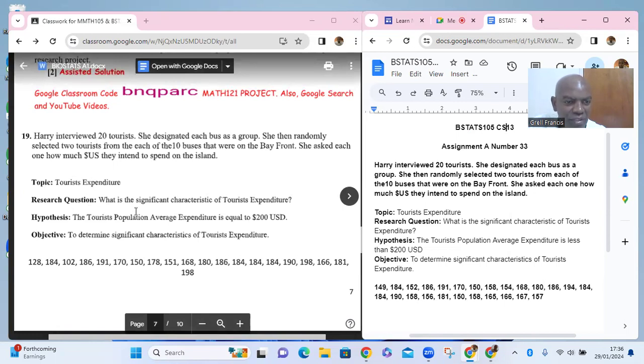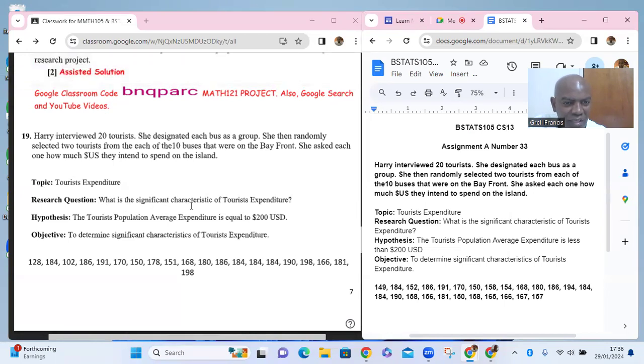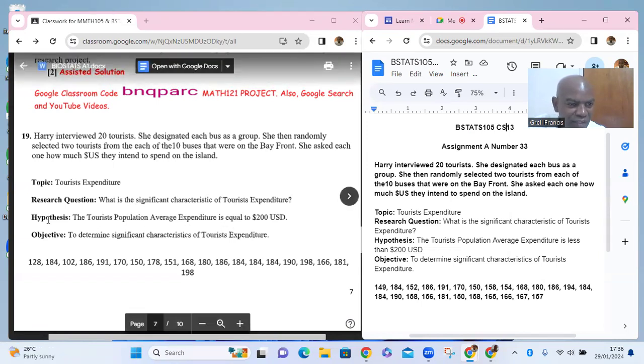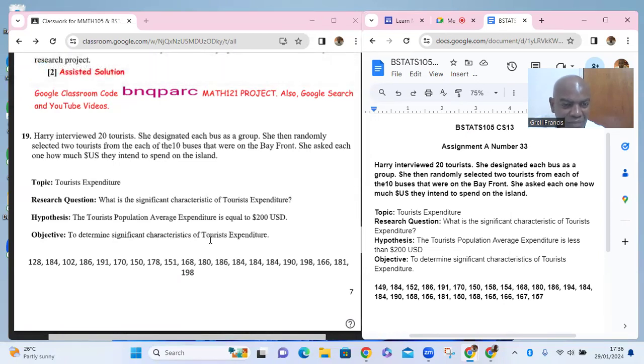And the research question looks like, what is the significant characteristic of tourist expenditure? And the tourist population average is equal to 200 US. That will be the hypothesis. In that case, remember the hypothesis is an answer to the research question without empirical data. So the objective here seems to be to determine the significant characteristics of the tourist expenditure, meaning the population of tourists. So data was collected, and here are the values.